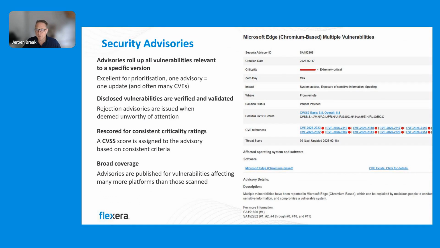So what makes Secunia Research so unique? Well, we do research that is context-based, so product-focused. That means that all our advisories roll up vulnerabilities that are relevant to a specific product version. And that's excellent for prioritization, because you have one advisory, one update, that often will solve many CVEs. In this screen, you can see an example of it. I will hopefully have some time to give you some more insights on that.